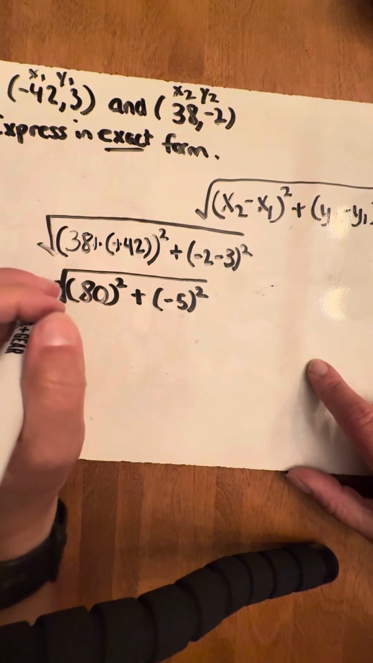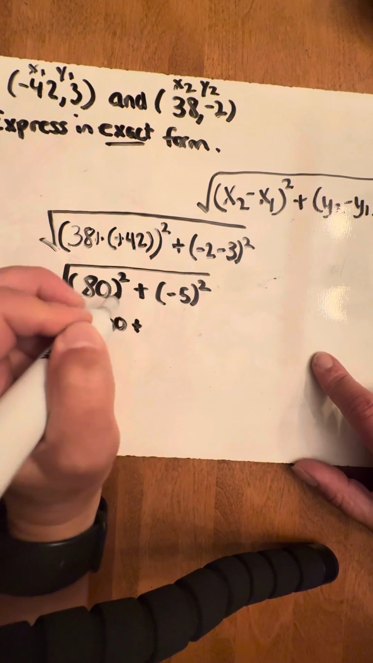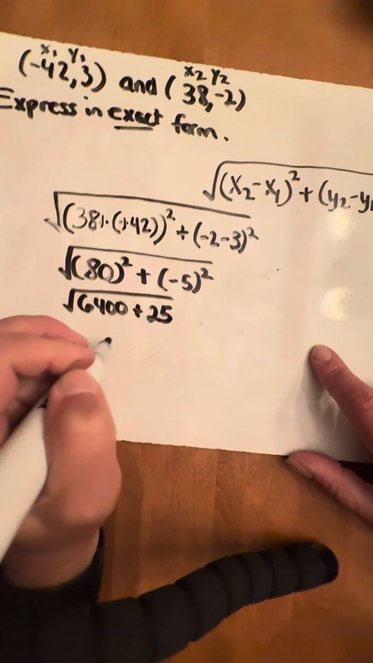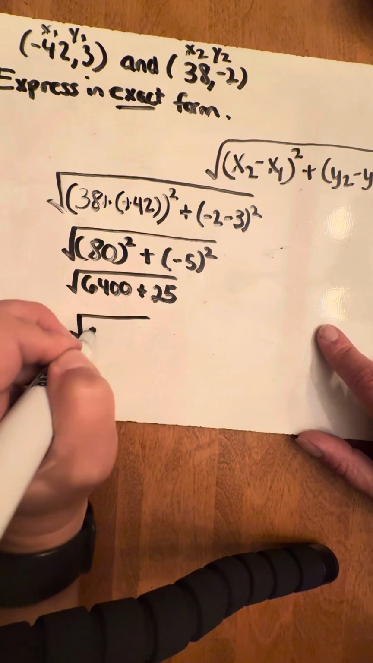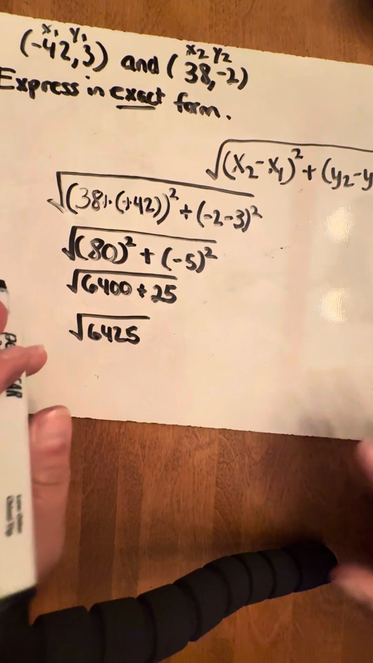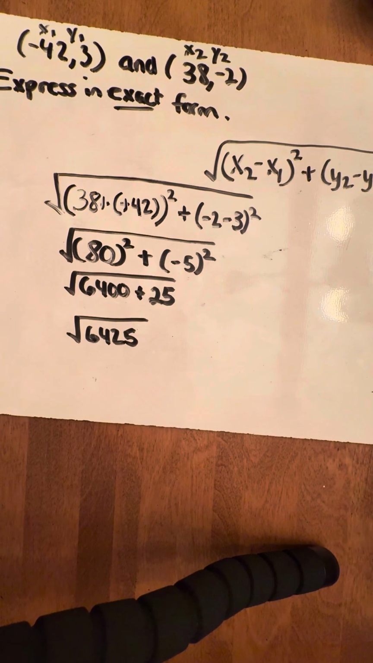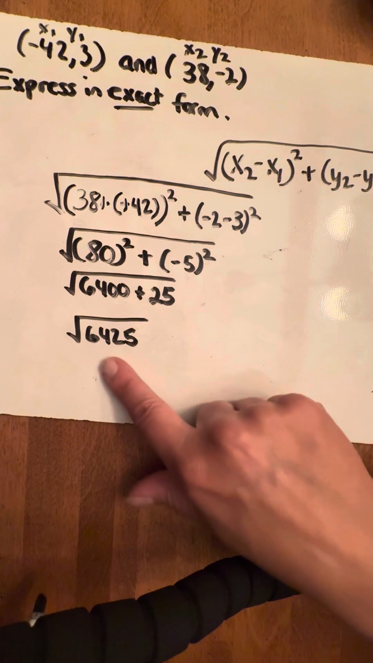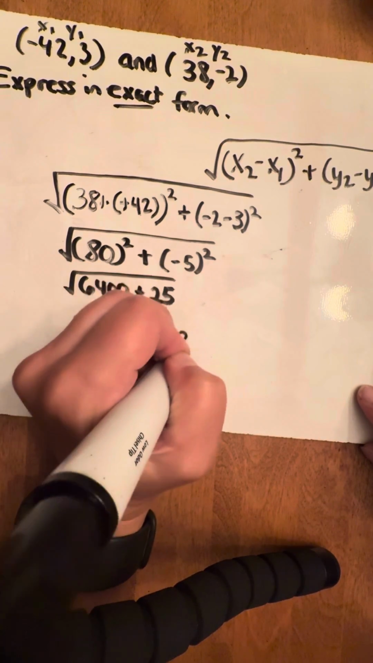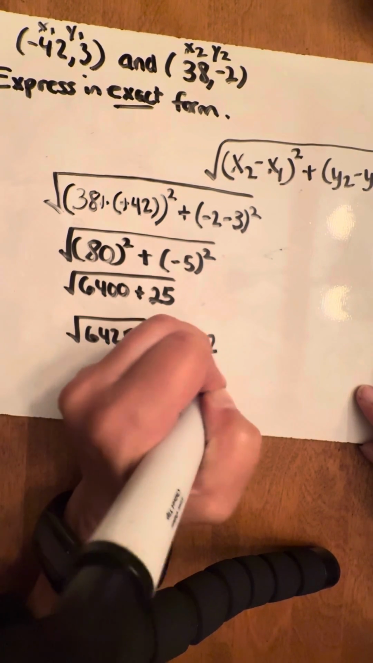80 squared is 80 times 80, which is 6,400, plus negative 5 times negative 5, which is 25. Square root that answer. Obviously, the total would be 6,425. And so here, if you were asked to just use a calculator, you would just go ahead and use a calculator. If I type this into a calculator, you'd get a rough answer of about 80.2. And this would be units because we don't know what the units are.